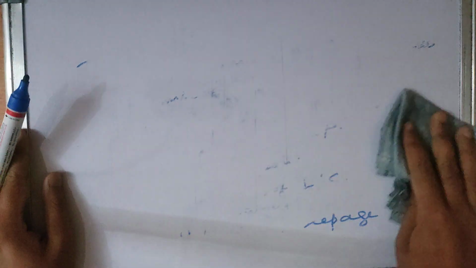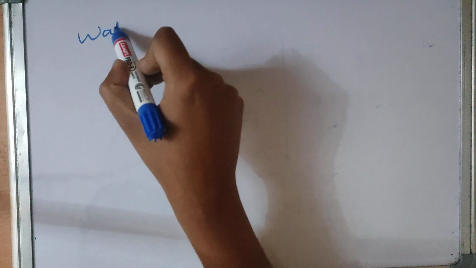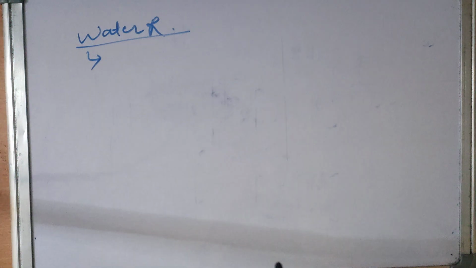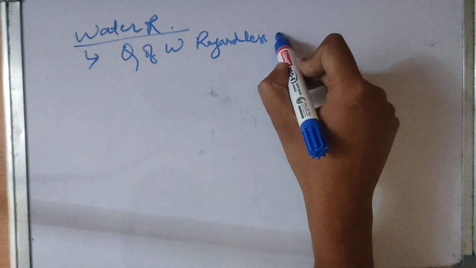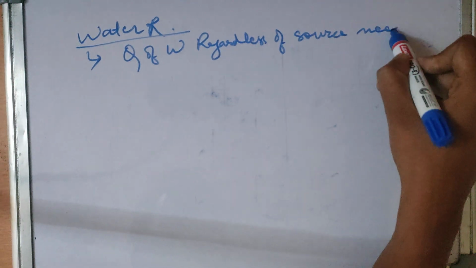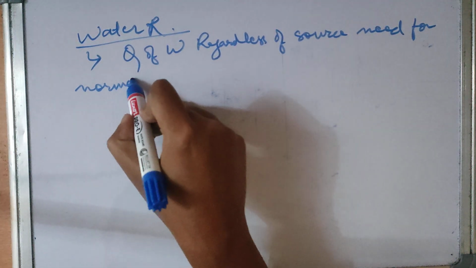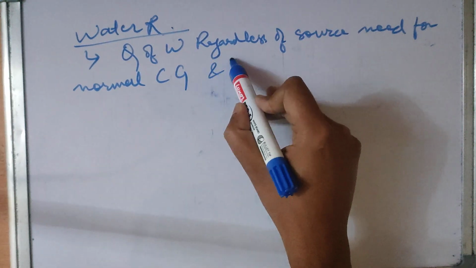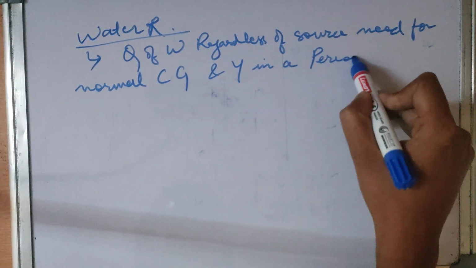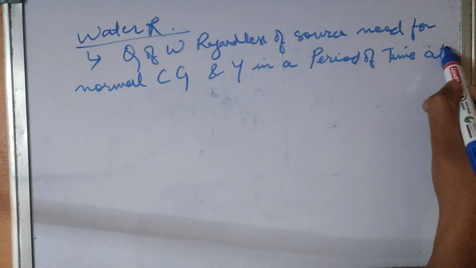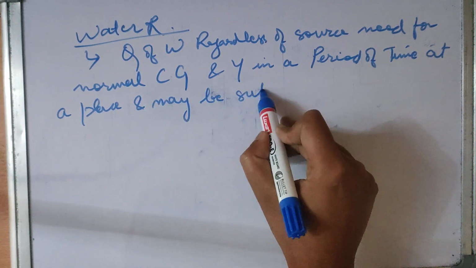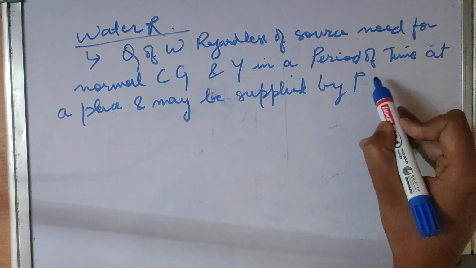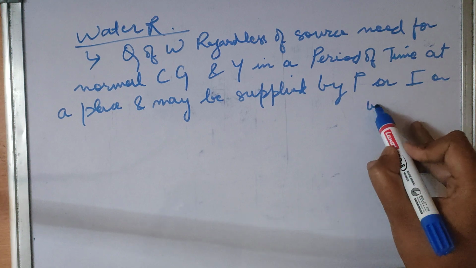Now moving on, what is water requirement? It is the quantity of water, regardless of source, needed for normal crop growth and yield in a period of time at a place, and may be supplied by precipitation, that is rainfall, or by irrigation, or by both.